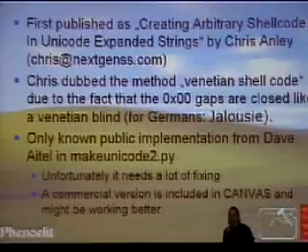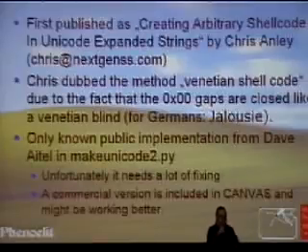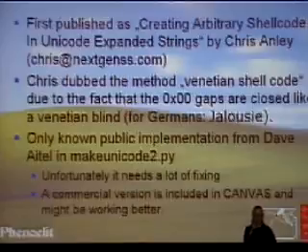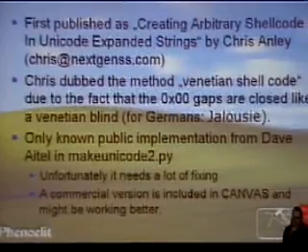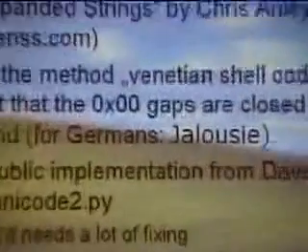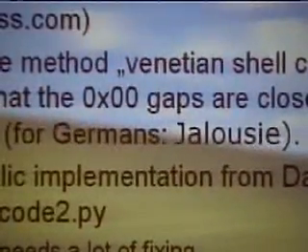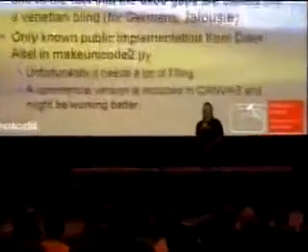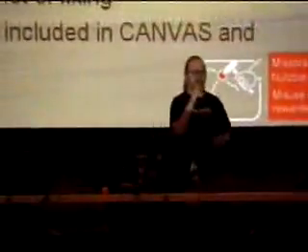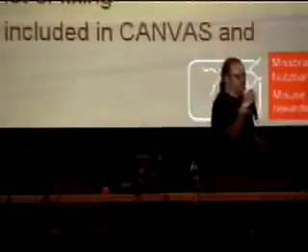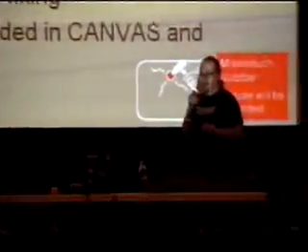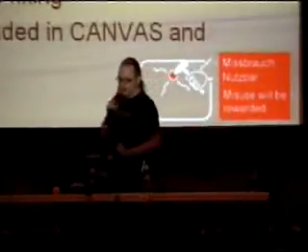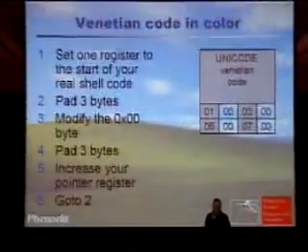And well, Dave Aitel published a tool called makeunicode2.py, because everyone thinks that Python is way cooler than Perl these days. The problem here is that it is initially part of a commercial software called Canvas that he sells. So the procedure of separating this tool from Canvas was, let's say, done in a hurry. And it needs a lot of fixing. Actually, it doesn't really work correctly. But the technique works, and sometimes you can actually get good Venetian shellcode out of Dave's code.